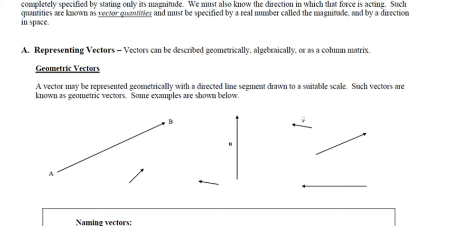Representing vectors. Vectors can be described geometrically, algebraically, or as a column matrix. Geometric vectors. A vector may be represented geometrically with a directed line segment. What's directed mean? In a direction. It's going in a direction, right? It's got an arrow, but only on one end, because it's got to say it's going that way. Drawn to a suitable scale. Such vectors are known as geometric vectors. Some examples are shown below.